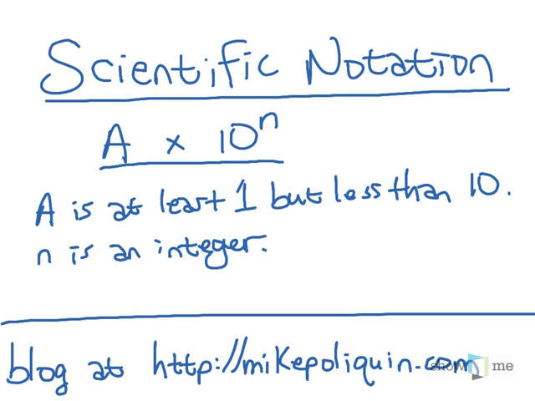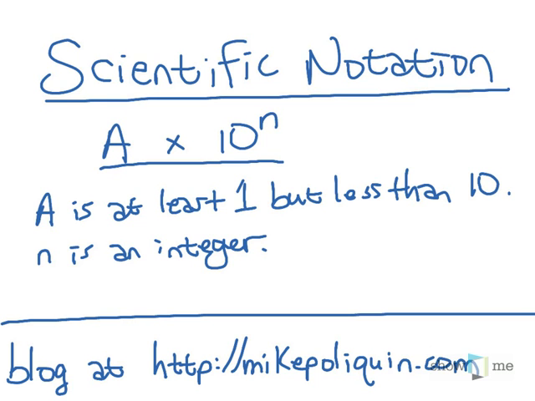If you see two numbers to the left of the decimal point, or if you see a 0 to the left of the decimal point, then the number is not in scientific notation yet, and one of your tasks at that point might be to put the number into scientific notation, and we'll talk a little bit about how to do that. Notice the exponent n is an integer.